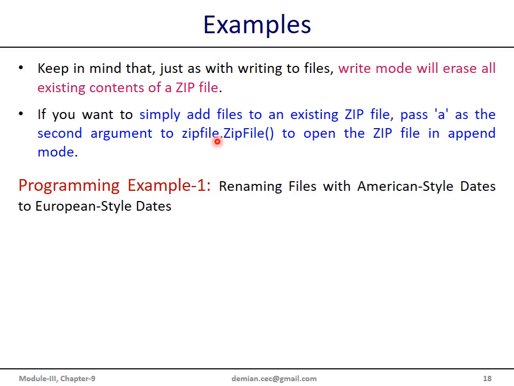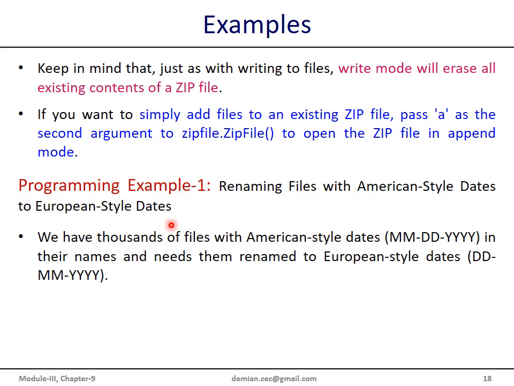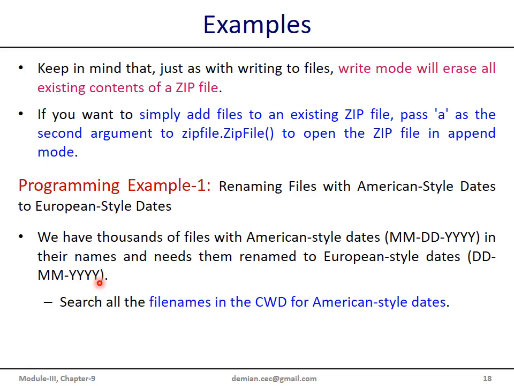Now let us take up the examples. First example is to rename all the files with file names having American style dates to European style dates. Let us try to understand the problem. Let us say we have thousands of files in a folder with the file names containing, maybe somewhere in the middle, dates of the format month, day and year. And we want to rename these files by retaining the file name contents, by changing the date format to DD, MM, YY.